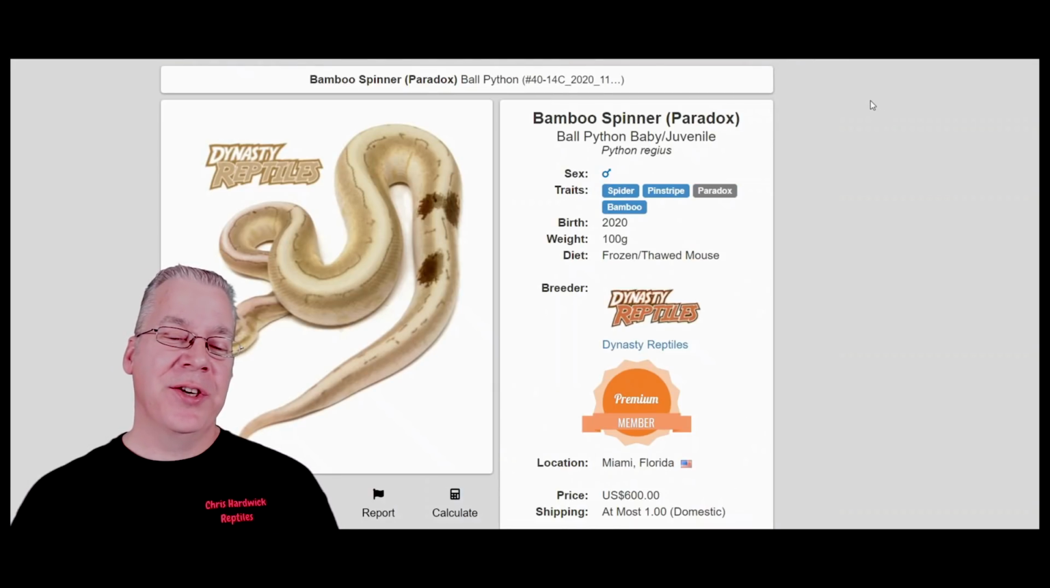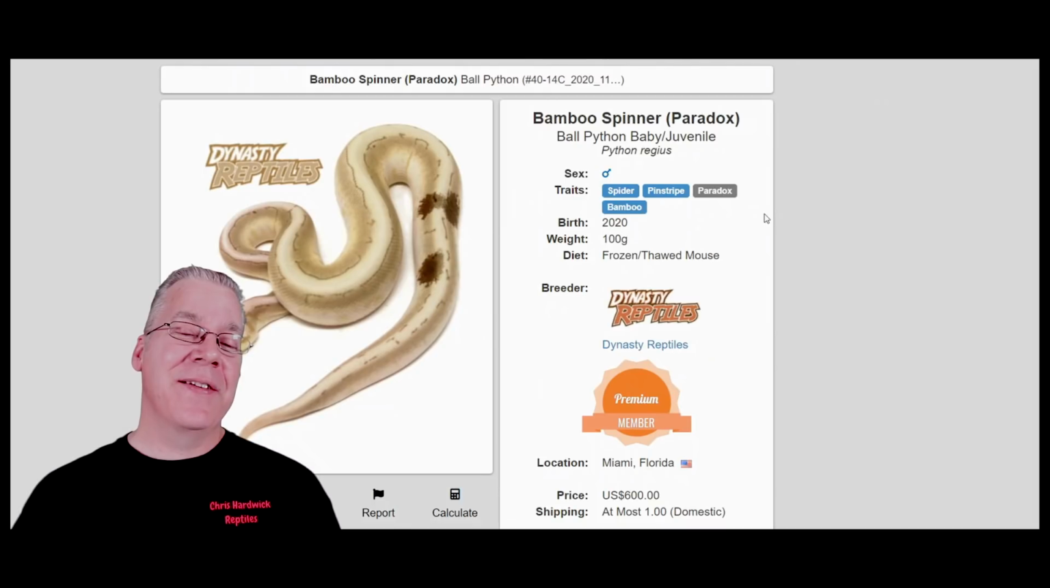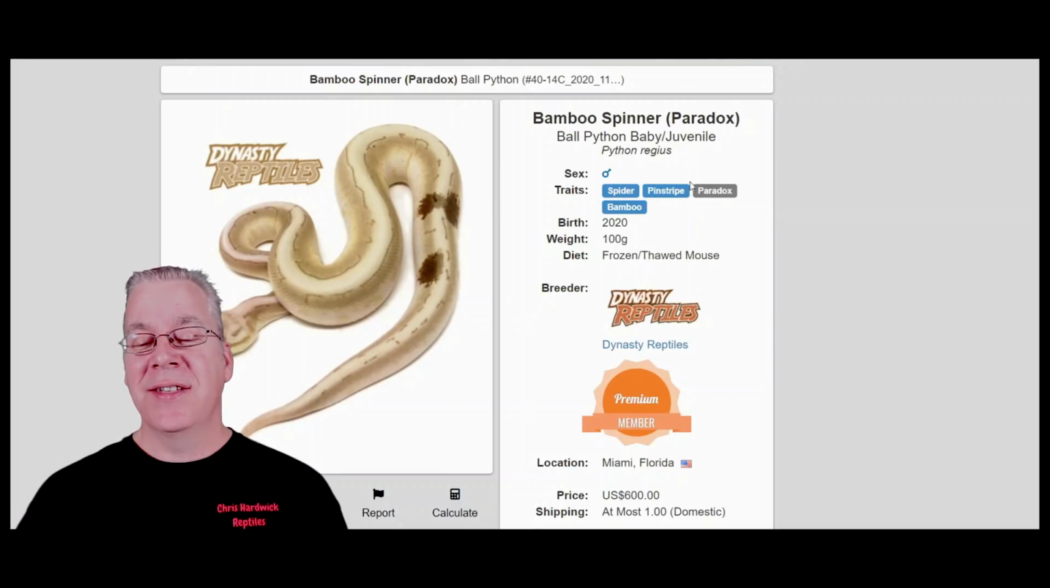So here's the last one I wanted to show you. This is the paradox. Can you actually get a super paradox? Some people have actually asked me this, and the paradox is kind of interesting. It's kind of just a random color on a snake that is not genetic for the most part, where you kind of get these random, unexpected colors on the snake. So you really can't breed for it in most cases.